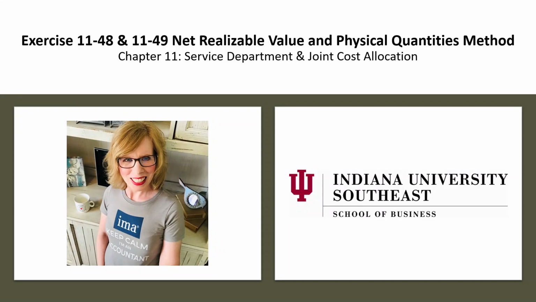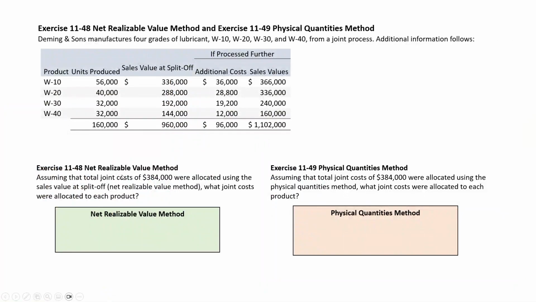In this video, I'm going to demonstrate joint cost allocation using the net realizable value and physical quantities method, using exercise 11-48 and 49 as an example. We have a company that manufactures 4 different grades of lubricant from a joint process. As part of that joint process, they get 4 unique products, W10, W20, W30, and W40, and the total joint costs are $384,000.